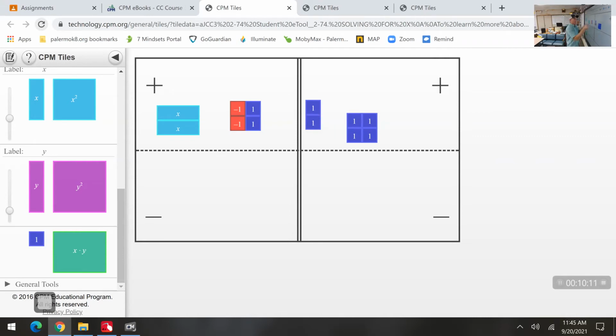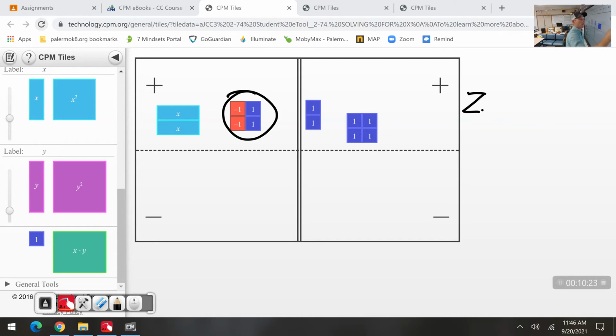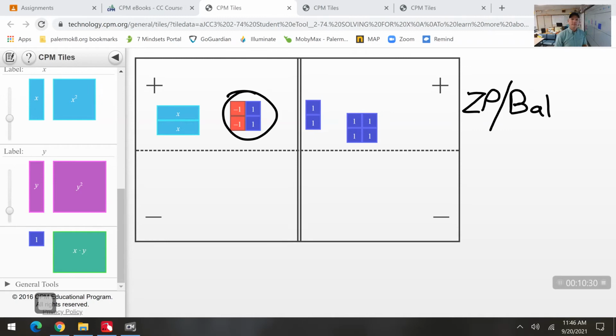Now notice that by adding 2 tiles, I've created a 0 pair. That is a 0 pair. This legal move is called a 0 pair balance because it's 2 in 1. It's not just a balance because you added tiles to both sides. It's so that you can create the 0 pair. So this is the 4th legal move, a 0 pair balance.